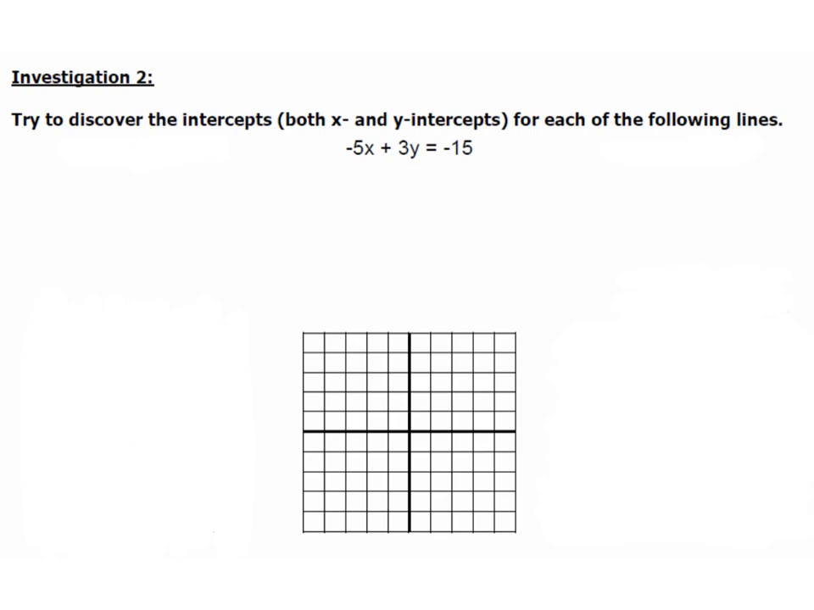Based on your observations from the previous question, can you guess what the x and the y-intercepts will be for this one? The equation is -5x plus 3y equals -15. Let's graph the line to see if your predictions are correct.